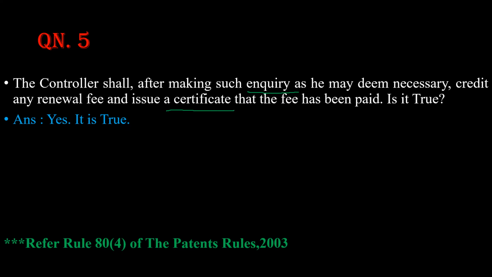Okay. That means as we are discussing Rule 80, and moreover, we have discussed the earlier sub-rules, we can say that this question is a consequence of the previous questions. So, keeping that in mind, please read this sentence again. The controller, that means here the authority is the controller. The controller shall, after making such inquiry, that means what are his actions?